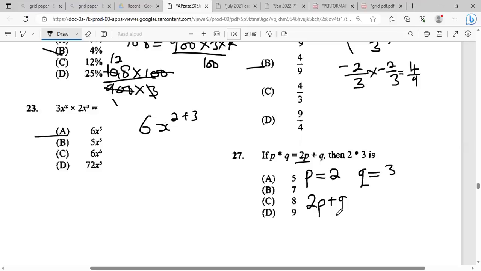All right, so we have 2P plus Q. P is 2, so it's going to be 2 multiplied by 2, and then Q is 3, so we just put 3. 2 times 2 is 4, plus 3. So that works out to 7.